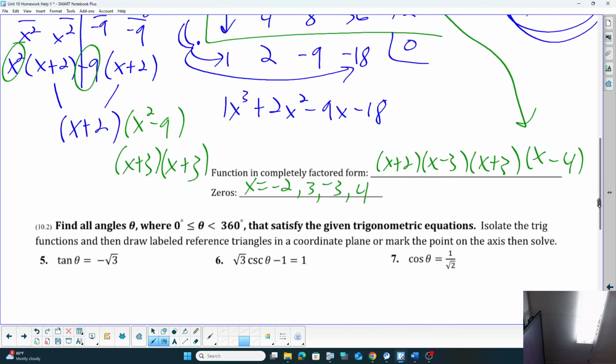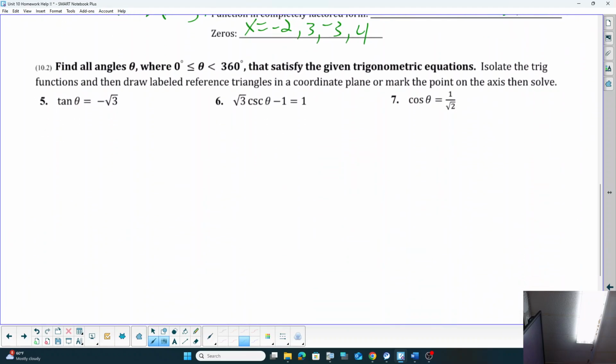So know how to do these review questions for the test. Okay, find all the angles using tangent, and then label your reference triangle. You remember how to do this, right? Come on. So it can be written over the number 1, and that's going to be opposite over adjacent. And we draw our triangle.